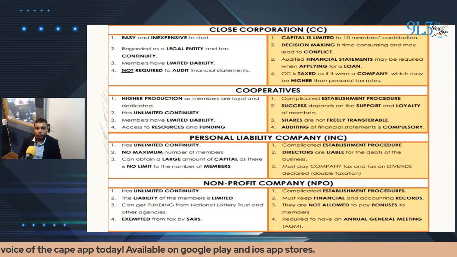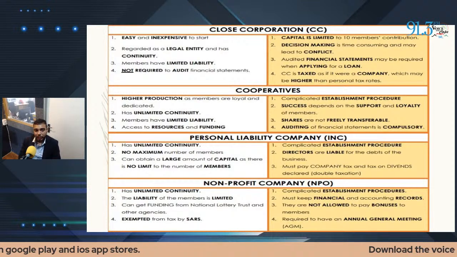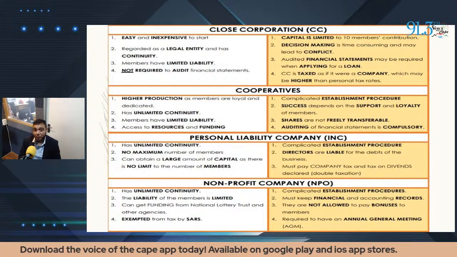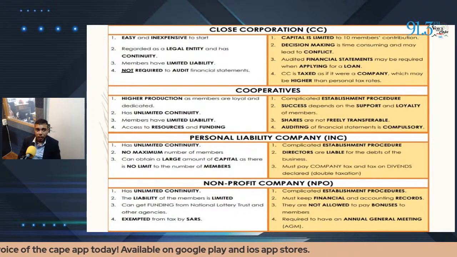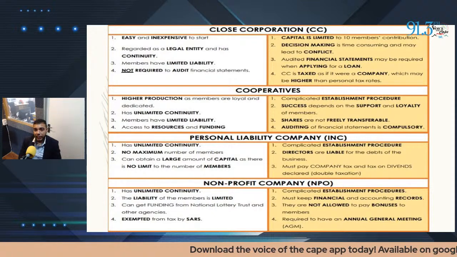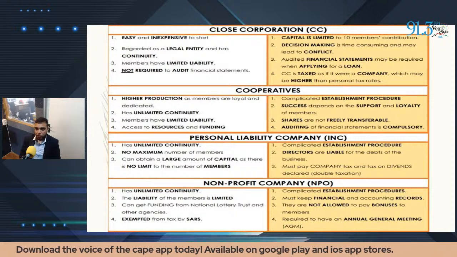Cooperatives, advantages: higher production as members are loyal and dedicated. It has unlimited continuity as well. Members have limited liability and access to resources and funding. Disadvantages: complicated establishment procedure. Success depends on the support and loyalty of members. Shares are not freely transferable, and auditing of financial statements is compulsory.